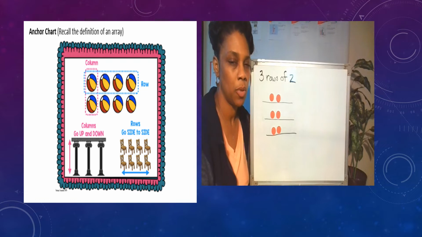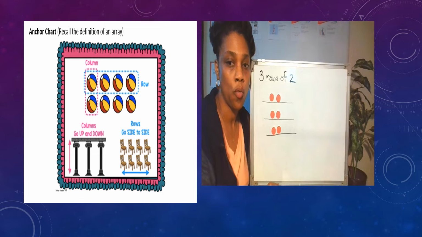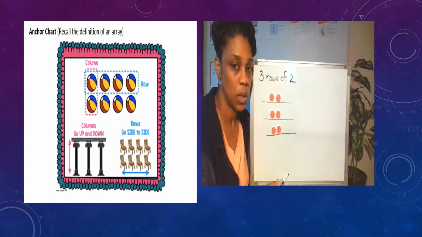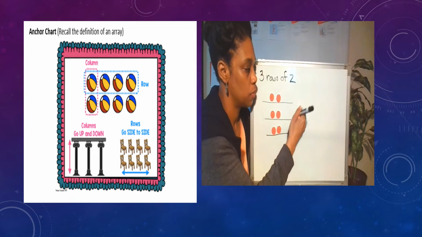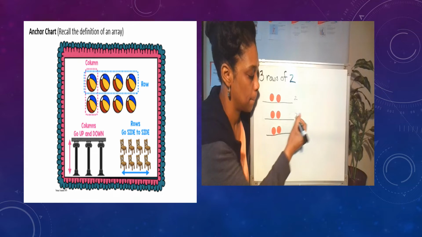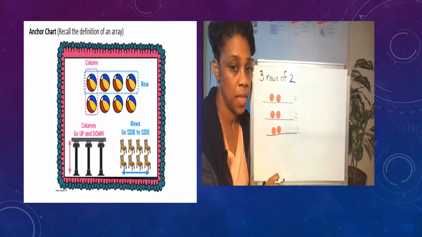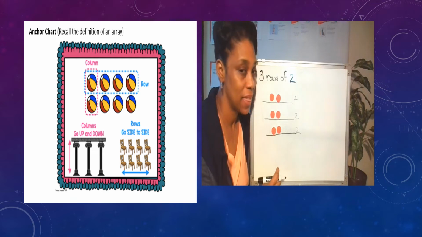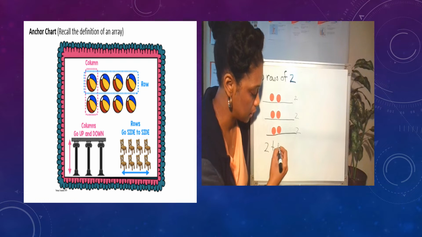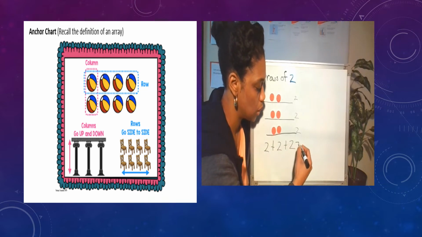Now, I'm going to take what I see here and use what we did yesterday when we talked about writing repeated addition sentences. Let's see which number repeats on each row. 1, 2. How many do I have here? 1, 2. How many do I have here? 1, 2. Therefore, I can write this as an addition sentence. 2 plus 2 plus 2 equals.